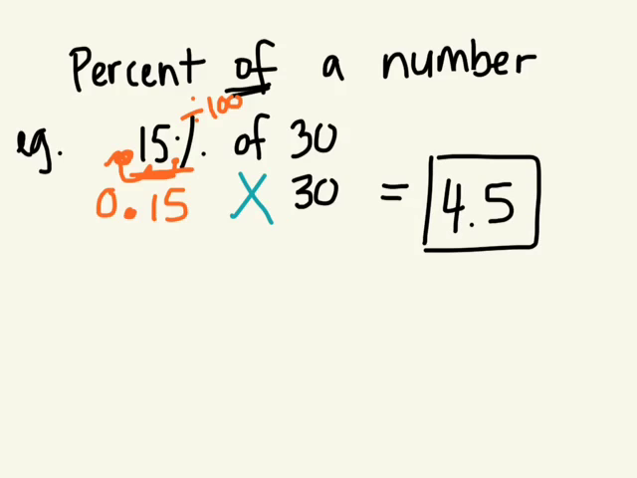If I had 30 candies and I said you can have 15% of my candies, how many candies would you get? 4.5. Well, you'd have to split one of the candies in half.